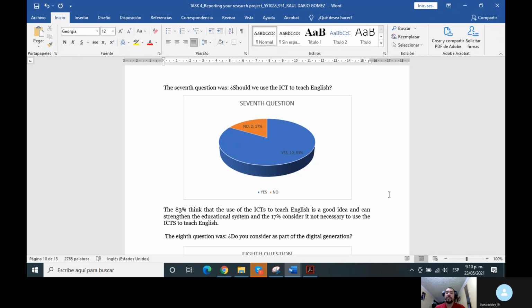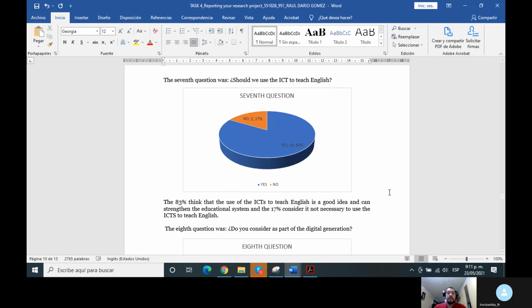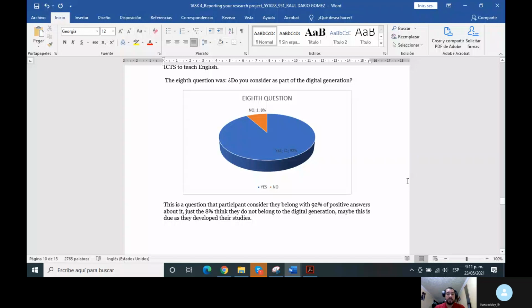Here are the concepts that we try to explain with the ICTs and the correct use in virtual classes. Two persons say no, and 10 persons say yes. Maybe they were confused with the last question. I want to think they were confused, since we know that English is a good option with the ICTs. The eighth question: do you consider yourself part of the digital generation?